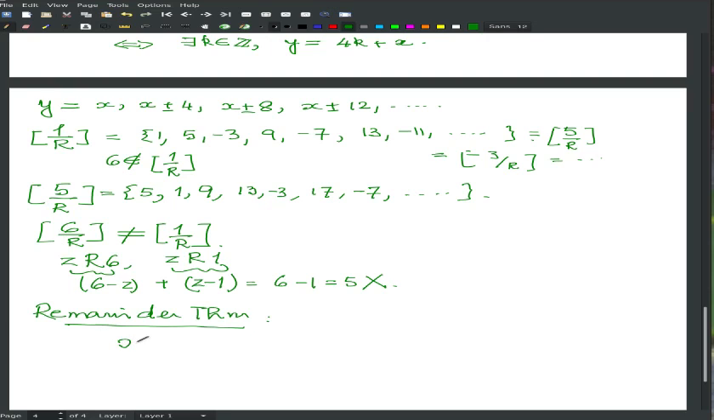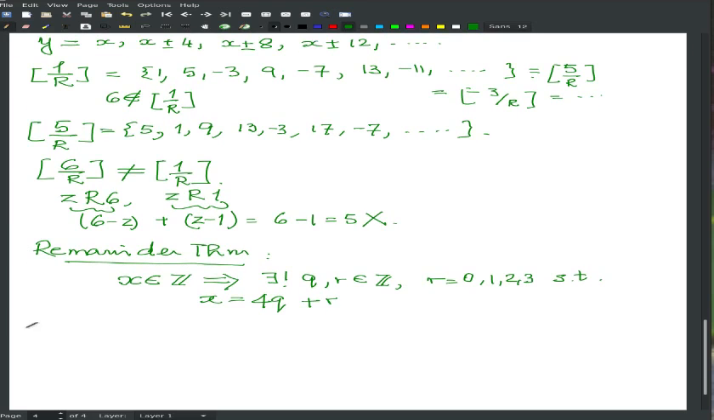Take any x in Z. This says that there exists a unique q and r in Z, where r can take only the values 0, 1, 2, 3, such that x is 4q plus r. q is the quotient and r is the remainder. Right? Okay? Yes.